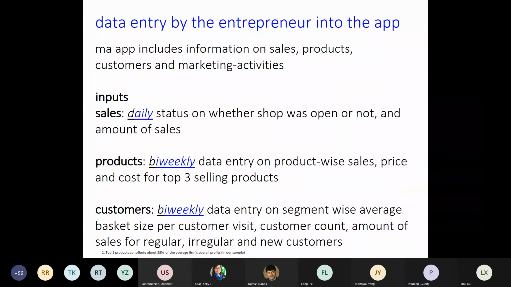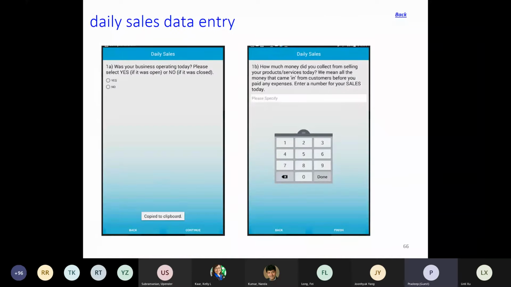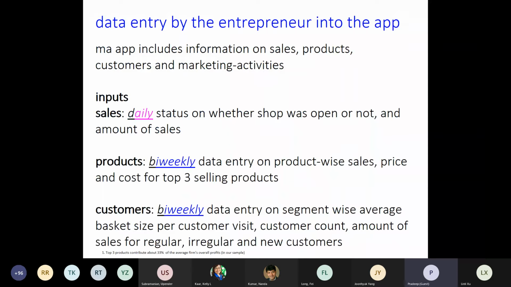Okay. All right. So this is basically the data entry part. On a daily basis, the entrepreneur would enter the sales. So this is essentially what the app would do. First of all, it will ask the question, was your business operating today? And then if the business was operating today, how much money did you end up collecting, right? So that's essentially what this asks, very, very simple.